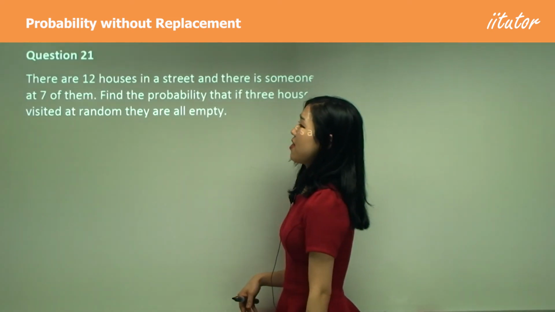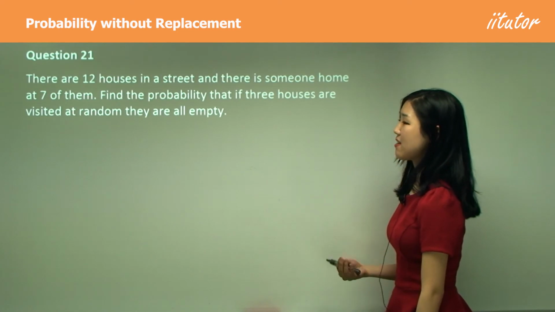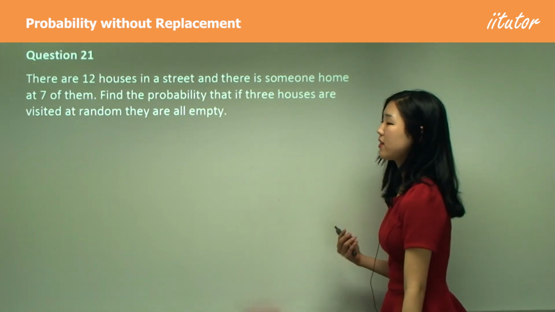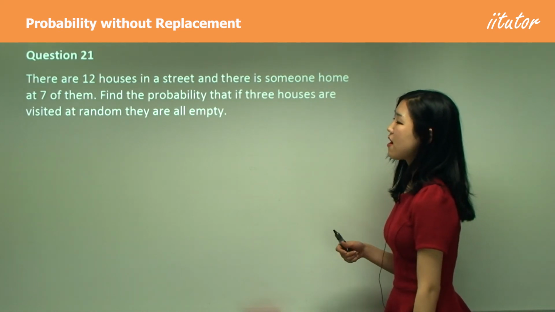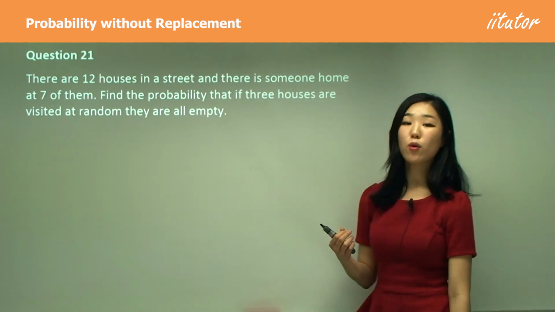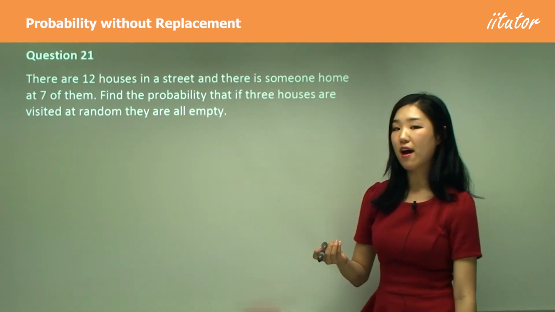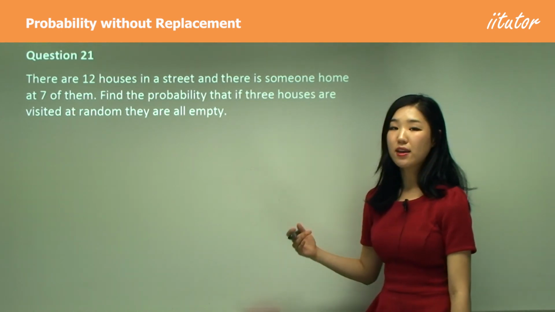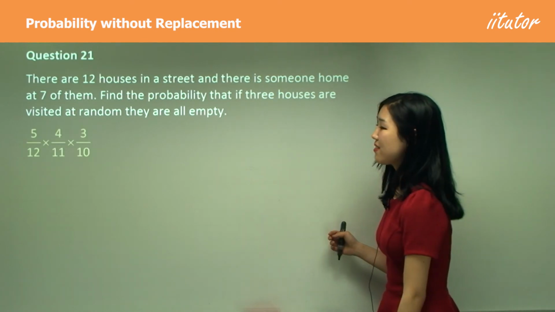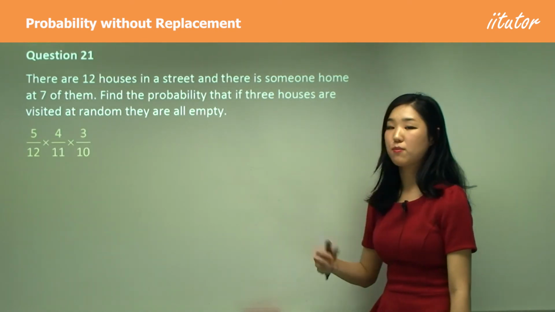Question 21. There are 12 houses in a street and there is someone home at 7 of them. So 7 out of 12, there will always be someone. That's the probability of having someone inside a house. Find the probability that if 3 houses are visited at random, they are all empty. 7 out of 12 is the probability that there's someone in the house, and therefore the remaining 5 out of 12 will be the probability that they are empty, which means it's going to be 5 out of 12 times 1 less, because we want all 3 to be empty.